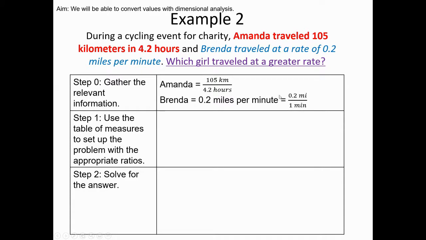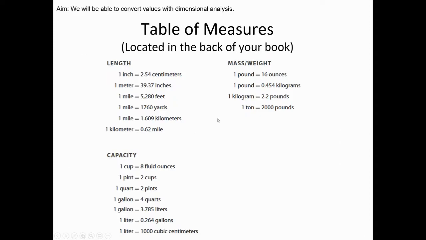So we have these two fractions. They don't have the same units. I can't tell who's going faster. But what if I converted Amanda's kilometers per hour into miles per minute? That's where we go back to what we were talking about just a minute ago, guys, when we were using the table of measures. In fact, if you look at the table of measures right here, keep this in mind. We're going to need to use that.